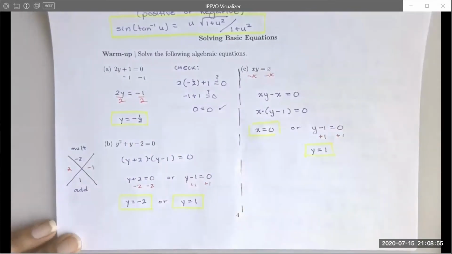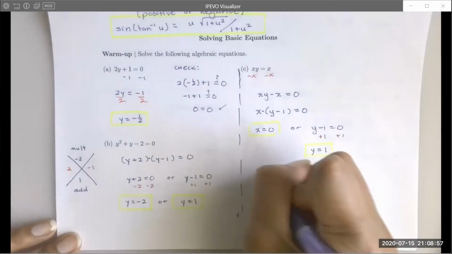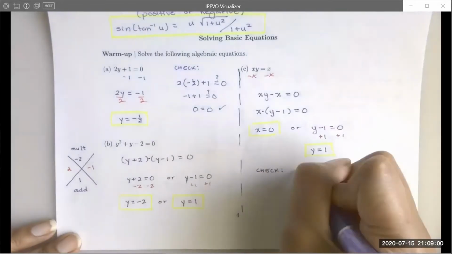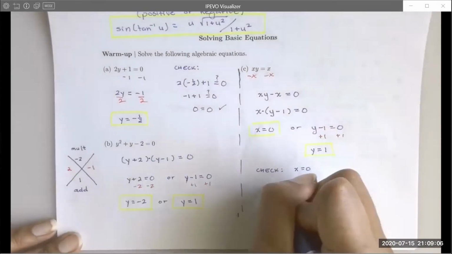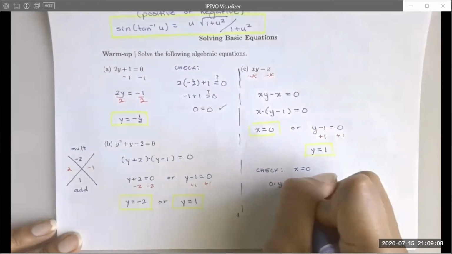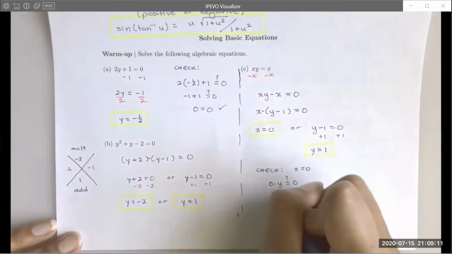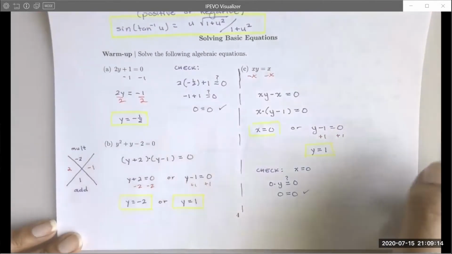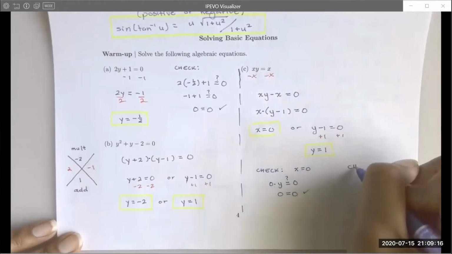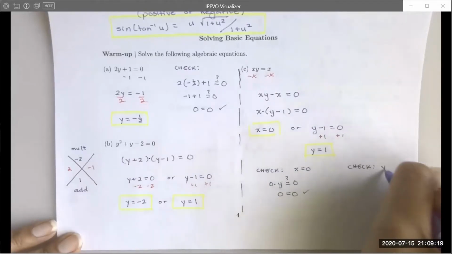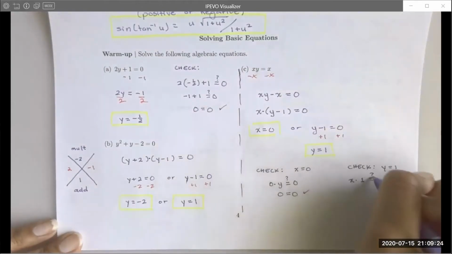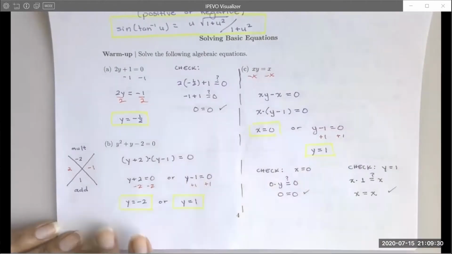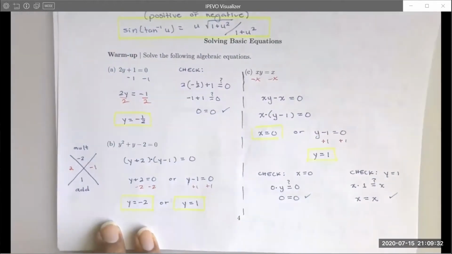Now this one's a little shorter that I am able to check, and I want to check it because there's two answers that you have to check. So first I'm going to check x is equal to 0. If we have 0 times y, does that equal 0? Well, yeah, 0 always equals itself, so that looks good. Next, I'll go ahead and check y equals 1. If I have x times 1, does that equal x? Well, yes, because x does equal itself, so that looks good too. So those solutions are correct.